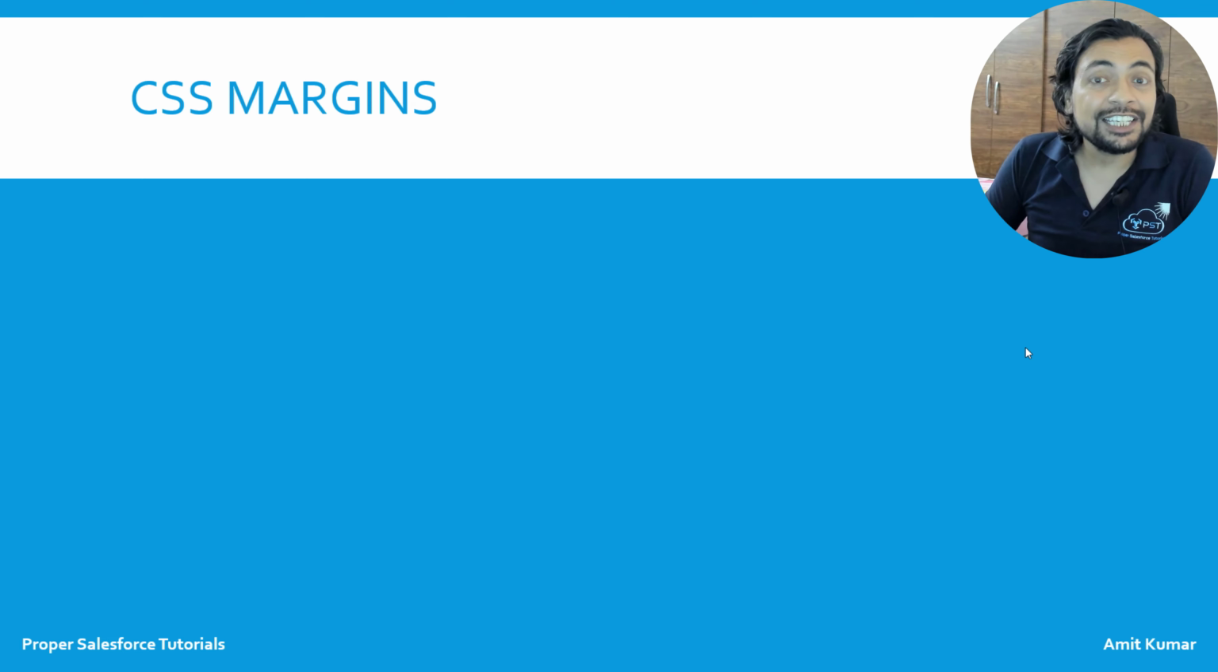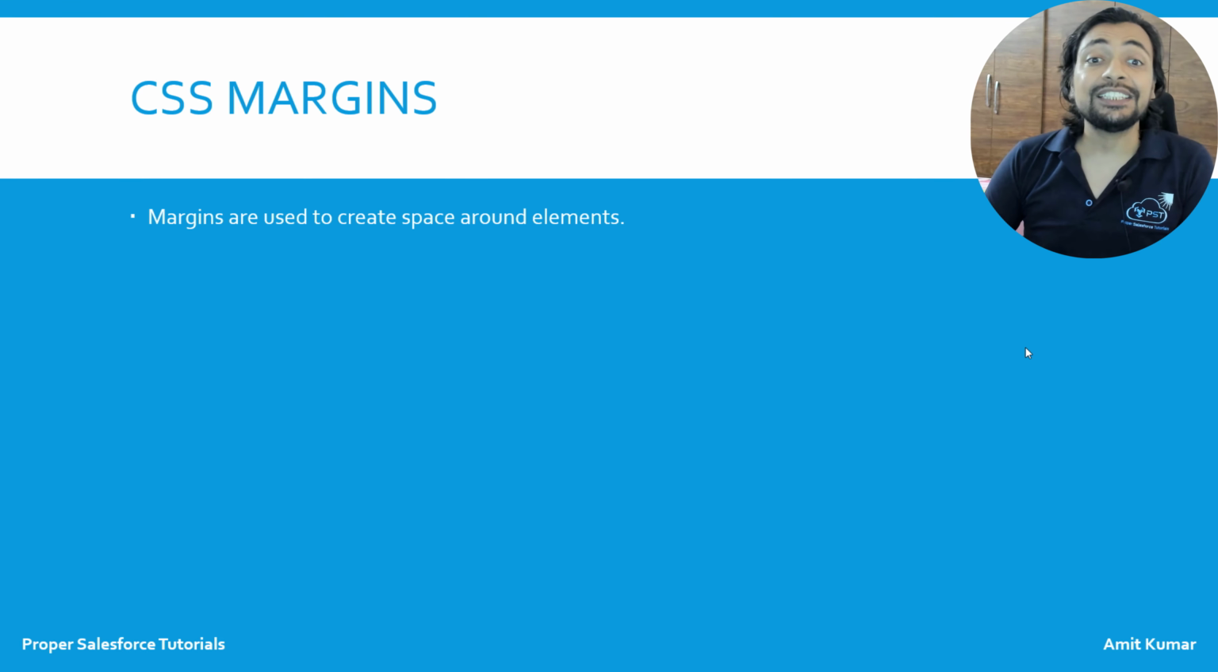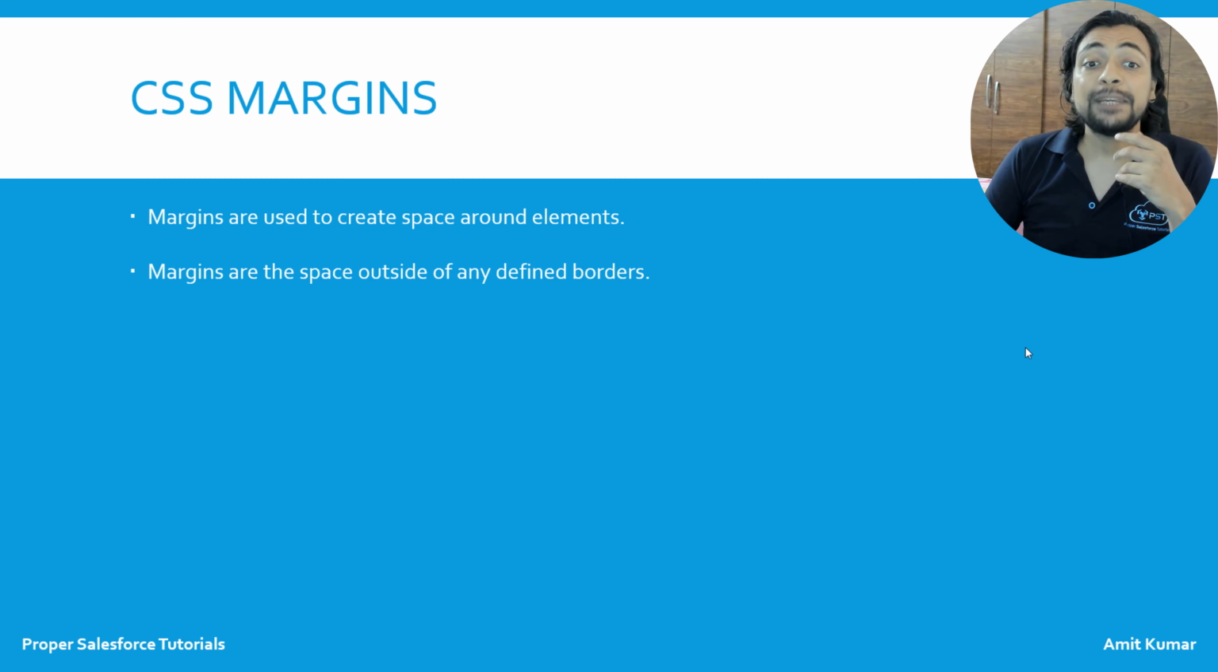Remember, proper spacing can make or break a page. So let's explore the fundamentals of CSS margin. Margins are used to create space around elements. Margins are the space outside of any defined borders. So the space outside of your borders is nothing but the margin.